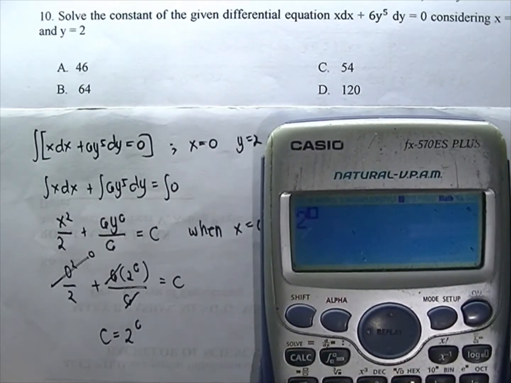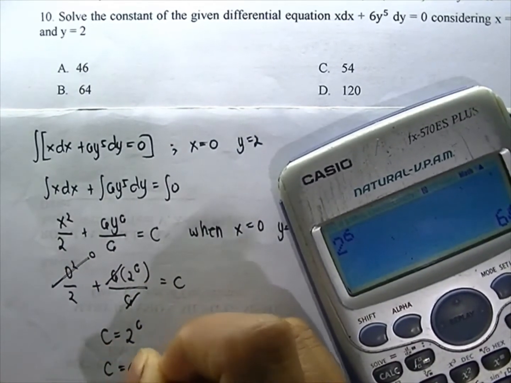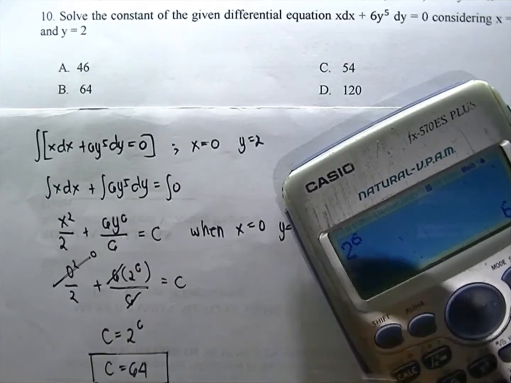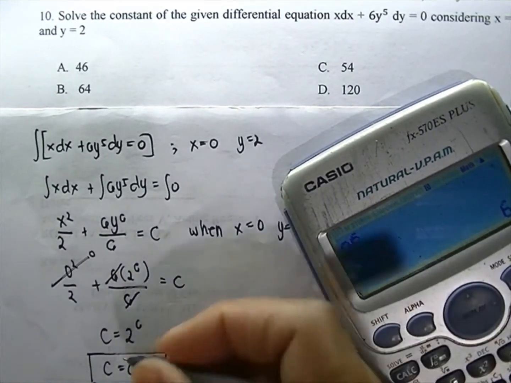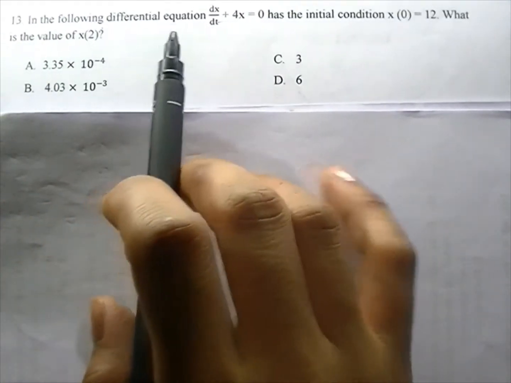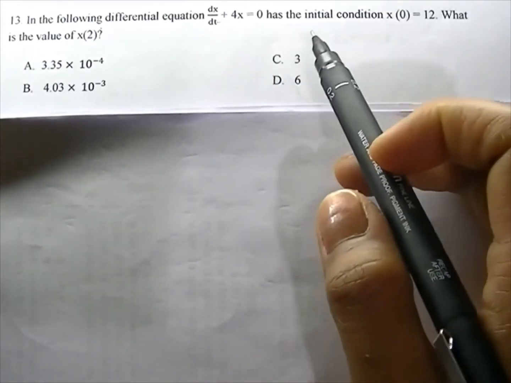2 raised to 6, we have 64. Constant. Letter B.